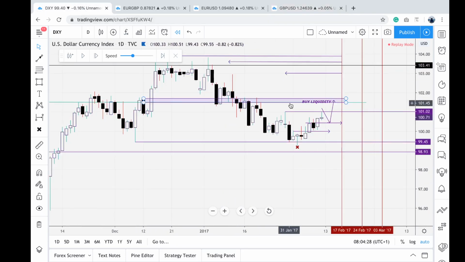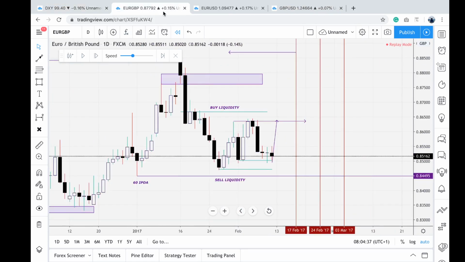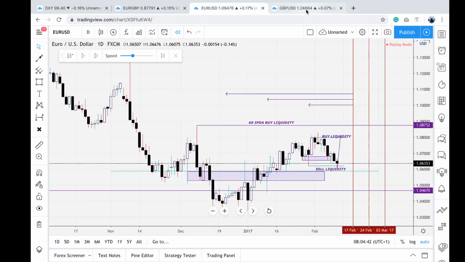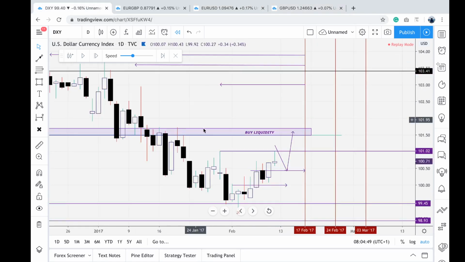So for the DXY, our target is to the upside, so we potentially want to see a retracement down before we trade higher. For euro pound, we want to see some form of bullishness in the marketplace. For euro dollar, we want to see bullishness, and for British pound dollar, we basically are going to see all of this until the market shows us something clearer. So now let's see what the market actually does.